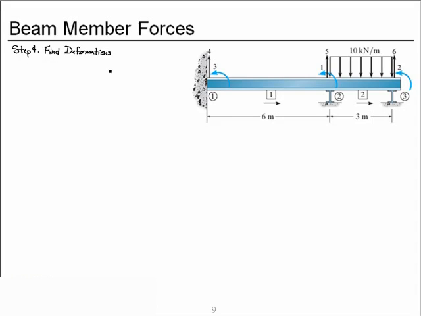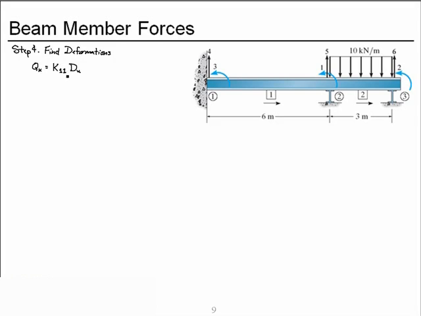That is, the deformations at the unconstrained degrees of freedom. And in this case, those are degrees of freedom 1 and 2. To do that, we use the following relationship, where QK are the known forces applied directly to the degrees of freedom. In the case of this structure, those are all zeros.